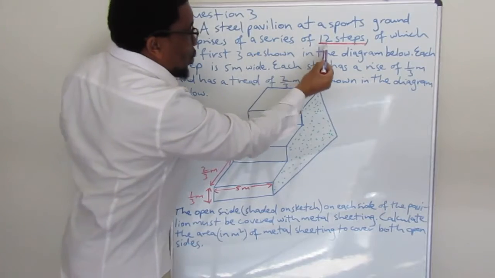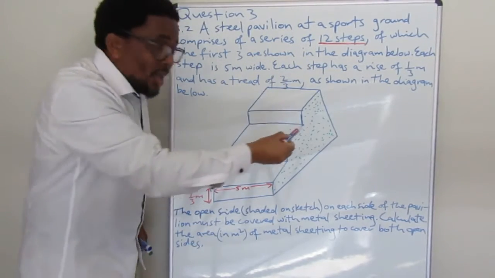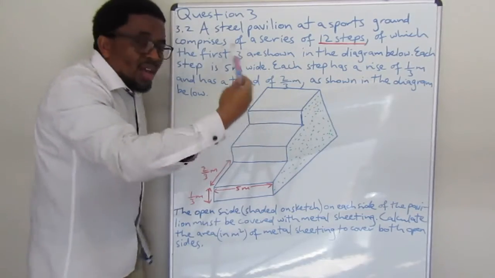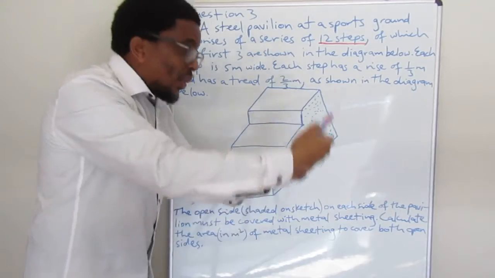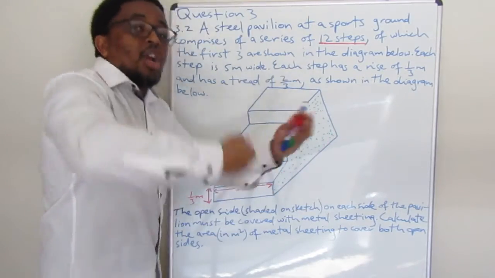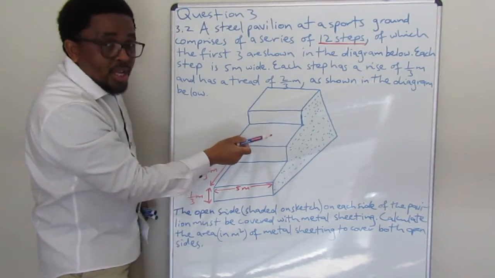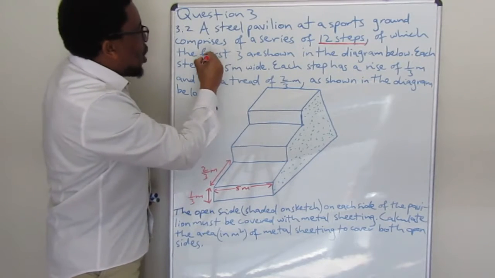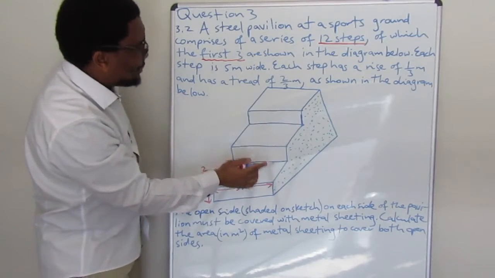Now, a series of 12 steps of which the first 3 are shown. So in this diagram, we have only been given 3 steps. 3 steps have been shown. But I know that there are 9 more steps that haven't been shown here. So it's only the first 3 which have been given in this diagram.